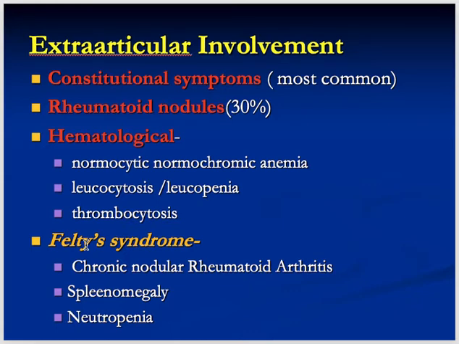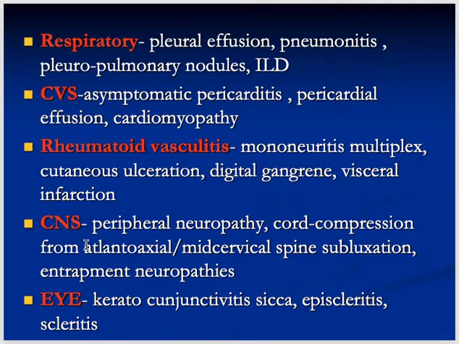Other features, as I told you: respiratory problems can be there, cardiac involvement can be there. Whenever it comes to cardiac involvement, it can lead to pericarditis, pericardial effusion, or cardiomyopathy. Most of the time constrictive cardiomyopathy, but it is rare, not so common. In the lungs, they can cause pulmonary fibrosis.